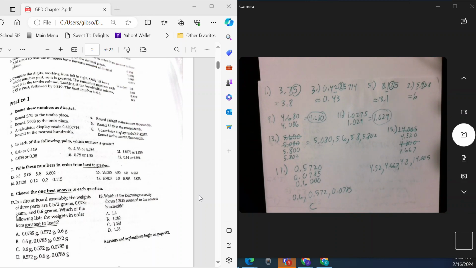Okay, now, I'm going to do 18 because that's a rounding problem. It says, which of the following correctly shows 1.3815 rounded to the nearest hundredth? So we got 1.3815, and we want to round to the nearest hundredth. So we go to the hundredths place, which is the 8. We look to the right of that. Now this falls in the 0 through 4, so that means the 8 stays the same. So our final answer would be 1.38, which would be D.